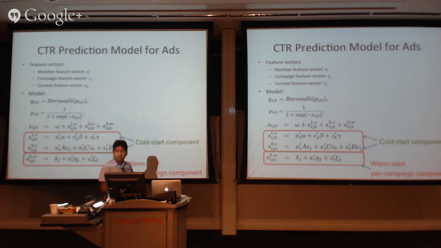And then the warm start are the residual idiosyncrasies that are not captured by this component, right? So these are per ad models. So this is the affinity. This is the global popularity of the ad, the residual global popularity of the ad. This is the affinity of the ad to this particular user with features xi. This is the affinity of the ad for this particular context, T.